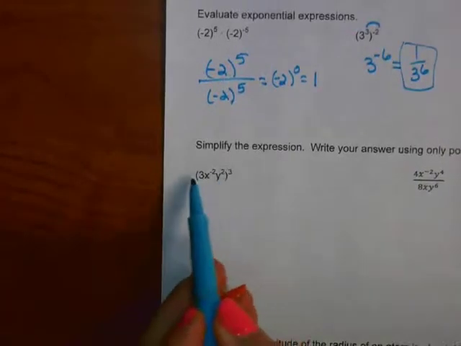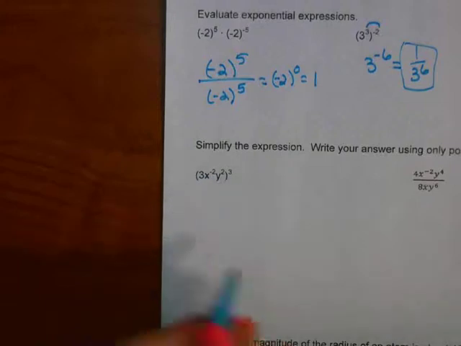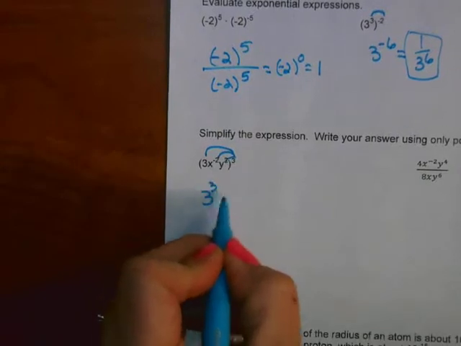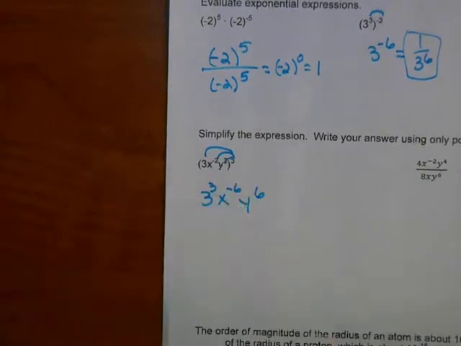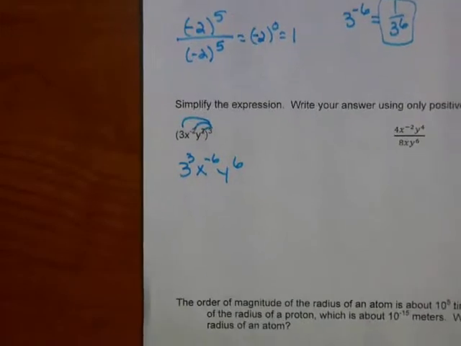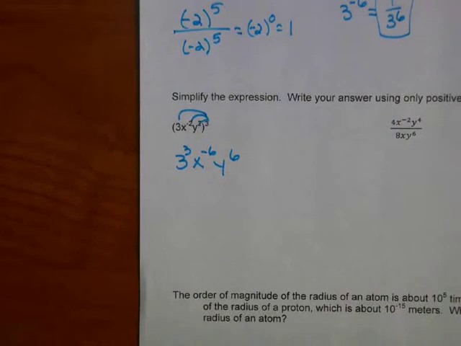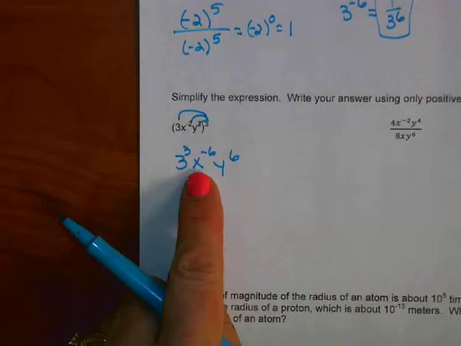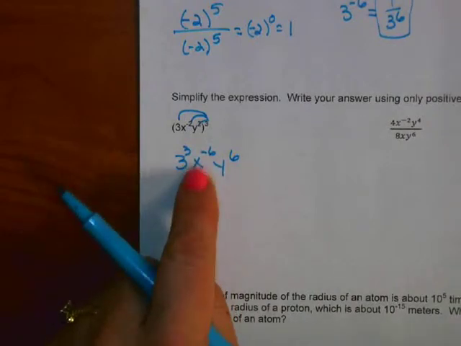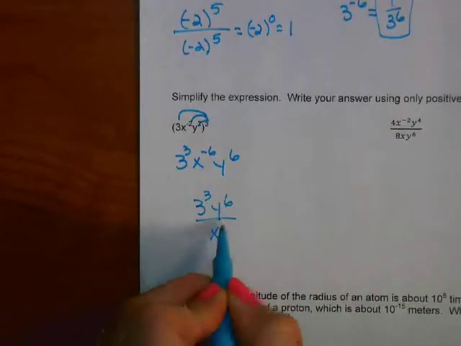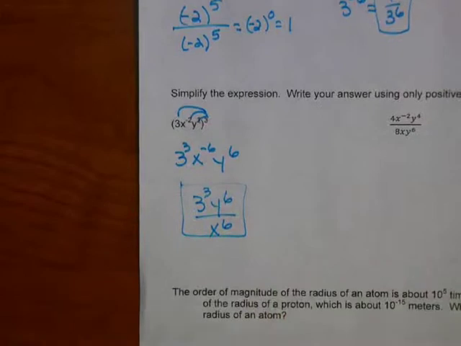Simplify the expression. What would be the first thing you should do? Distribute that 3 to each exponent in there. So you have 3 to the third, x to the negative 6, and y to the 6. I don't want a negative exponent. So when part of it is negative, you don't move all of it, you just move that part. Where would you move it? Underneath everything else. X to the 6. See what happened there? It just went underneath everything. Okay?